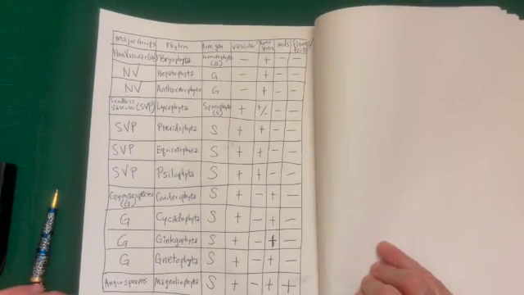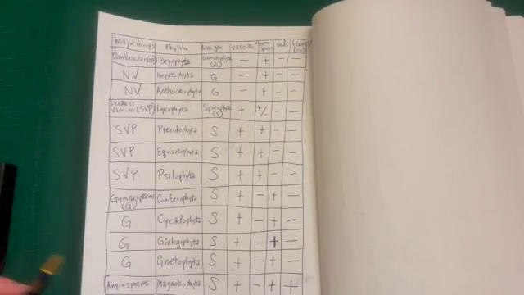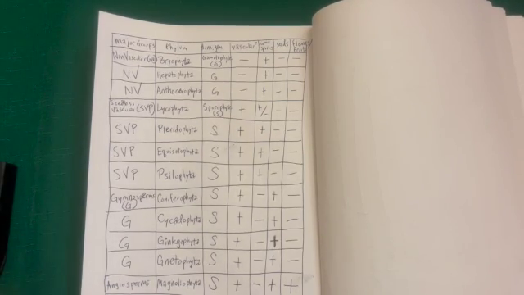Okay, so that completes our table of the plants. These are all important things that we need to know about our 12 phyla of plants.